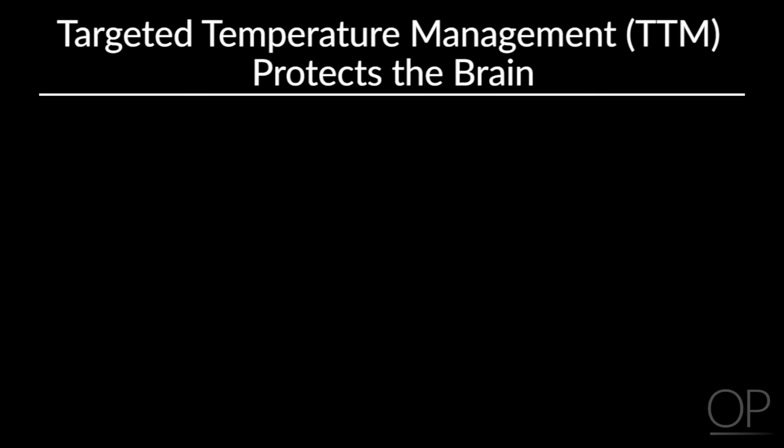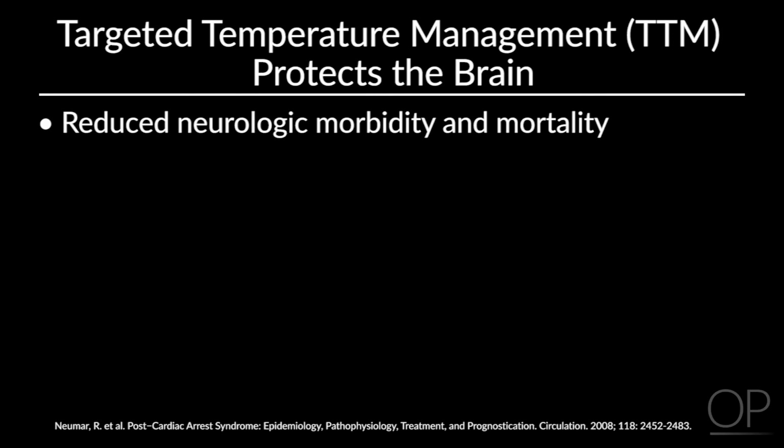Well, what do we know from the animal data when it comes to temperature management after cardiac arrest? Clearly, temperature-targeted management therapy, or what we used to call therapeutic hypothermia, in animals does demonstrate reduced neurologic morbidity and mortality.